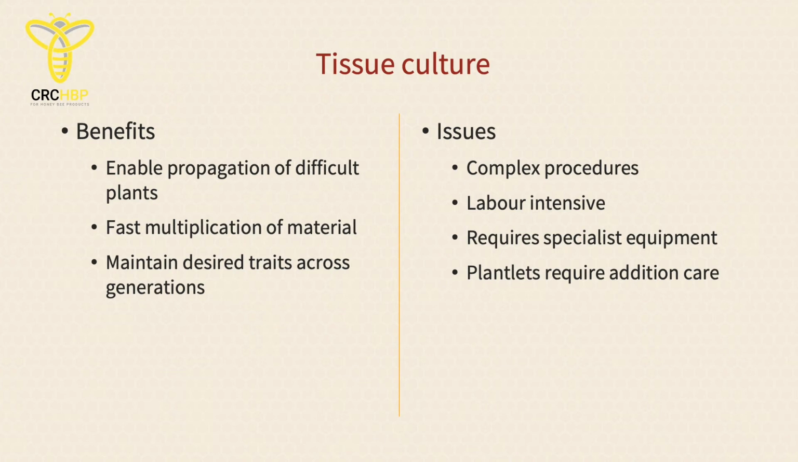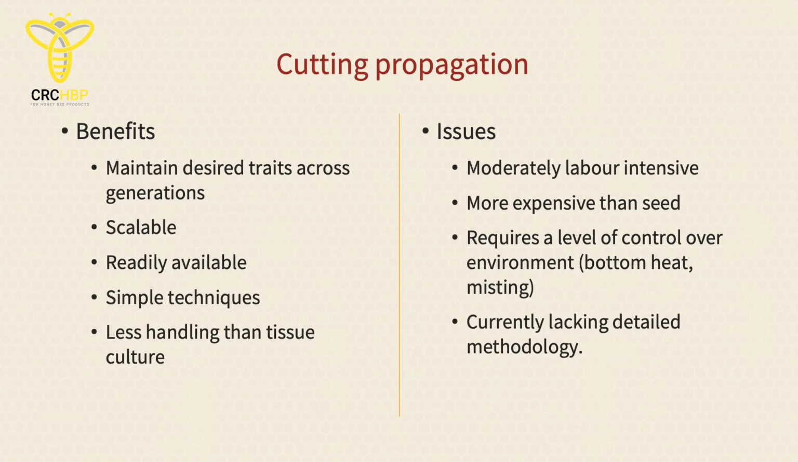An alternative to tissue culture for Leptospermum is cutting propagation. Propagation from cuttings provides material that maintains desired traits across successive generations. The process of production from cuttings is simple, scalable, and uses readily available materials and equipment. It does have its pitfalls though.